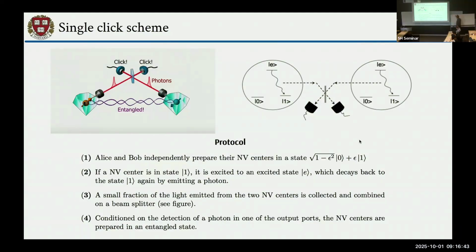This will of course be the square root of 1 minus epsilon squared, 0, 0, plus square root of 1 minus epsilon squared, epsilon, 0, 1, 1, 0, plus epsilon to the 4th power, 1, 1.